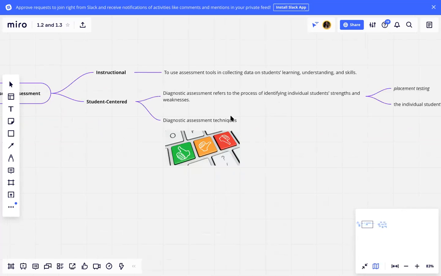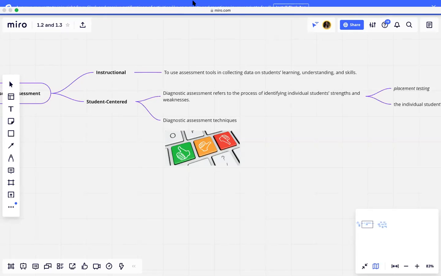I think. Do you see my screen? Yes, I see your screen. It says diagnostic assessment techniques. Okay, because the other recording has been completed. Give me a sec. Yeah, sure. Okay, now.